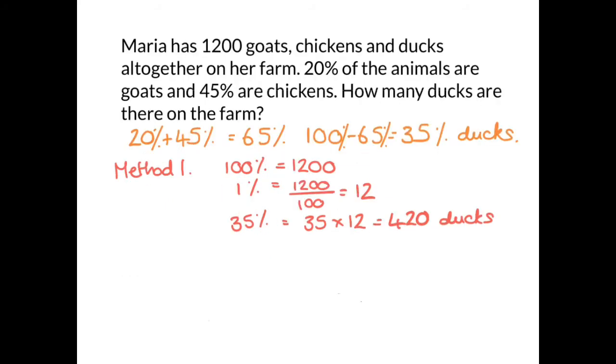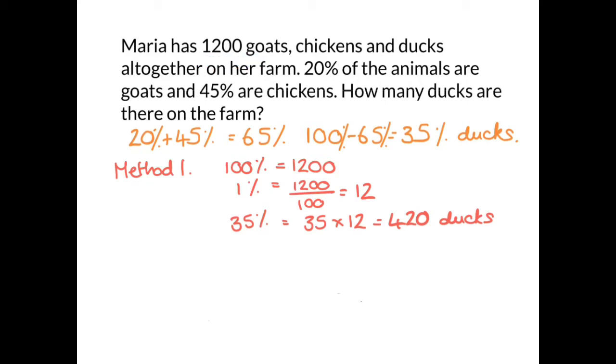Let's look at another example. Maria has 1,200 goats, chickens and ducks all together on her farm. 20% of the animals are goats and 45% are chickens. How many ducks are there on the farm? Well, we know 20% add 45% is 65%. If we take that away from 100%, we know that 35% of the animals are ducks. So we're looking for 35% of 1,200.